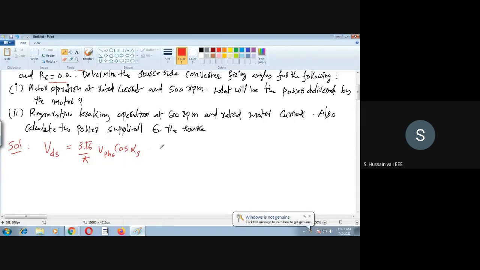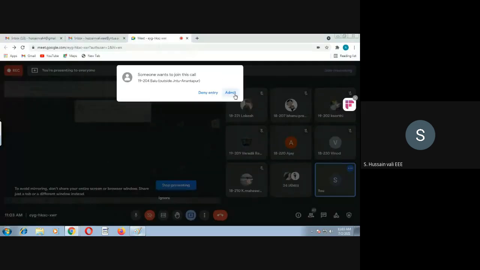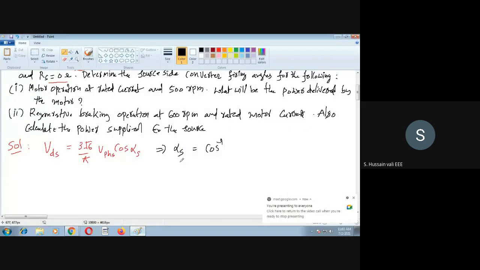So in this equation, what we require is to find out alpha s. From this equation, alpha s is equal to cos inverse of VDS into pi, whole divided by 3 root 6 into V phase s. So this is the formula you will get from this.